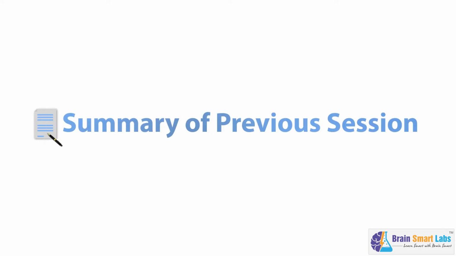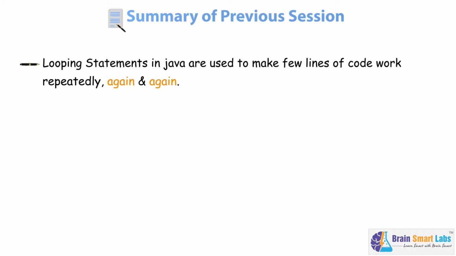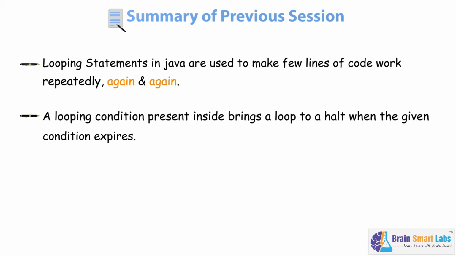Now before we move into this topic, let us all recall what we did in our previous session. In our previous session, Understanding Loops Part 1, we saw looping statements in Java are those statements which are used to make a few lines of code work repeatedly in a program. A looping condition present inside a loop statement always brings a loop to a halt when the given condition expires.